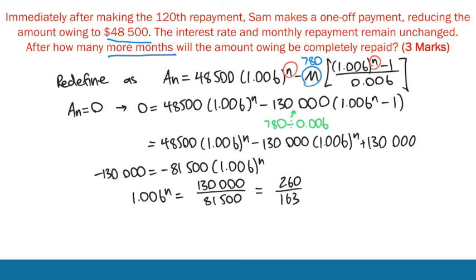So that's our equation: 1.006^n = 260/163. To isolate the n, we're now going to have to use a logarithm. There's two ways to approach it. Probably the easier way is to take the natural logarithm of both sides. What that gives you is ln(1.006^n) = ln(260/163).